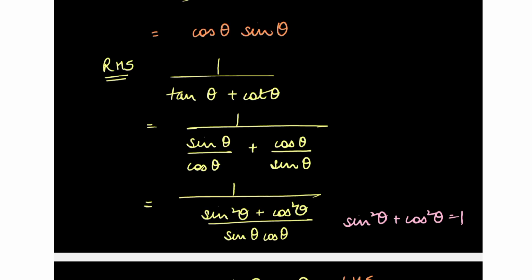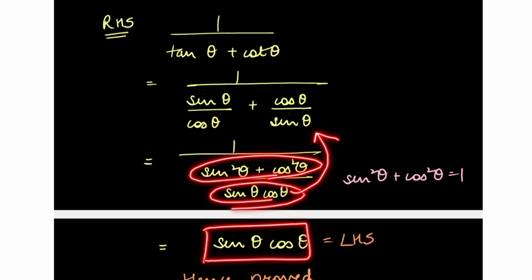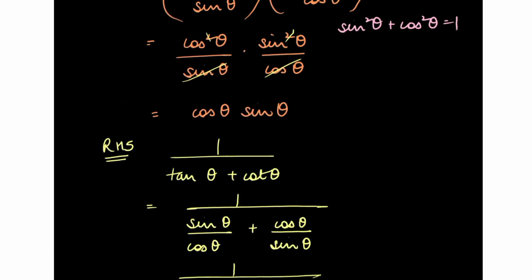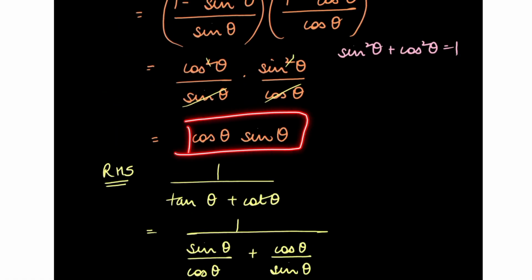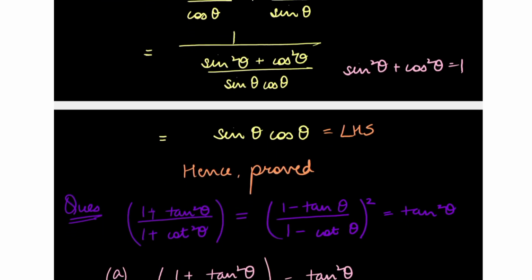If we apply this, suppose this is given as A divided by (C divided by B), then it becomes A times B divided by C. So here sin square theta plus cos square theta is equal to 1. Sin theta and cos theta will go into the numerator, and we get this as the right hand side, which is equal to the left hand side that we got before. So the right hand side is equal to the left hand side, hence this question is also done.